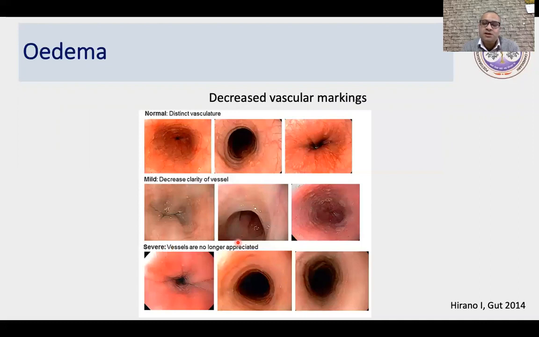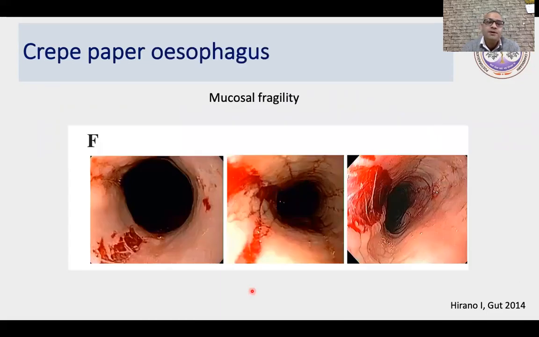Now, there could be esophageal edema when the usual vascular pattern may not be as well visible or may disappear completely. Then crepe paper esophagus, which suggests mucosal fragility with the passage of a scope, and this is not with dilatation, only with passage of scope. If such kind of trauma is seen, then that's a crepe paper esophagus.